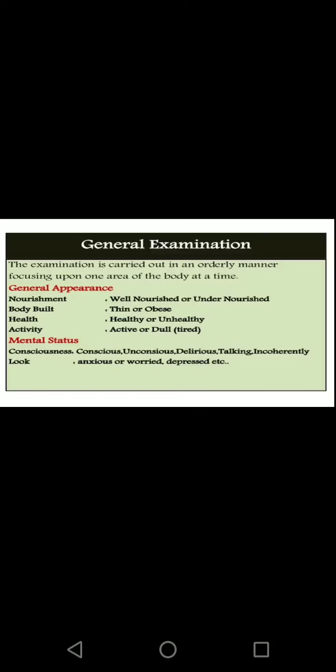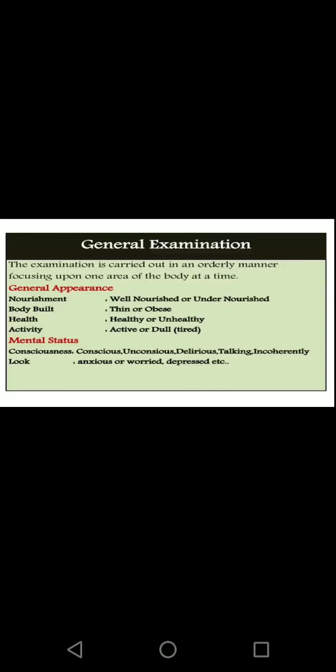Then general examination. It is an examination carried out in an orderly manner, focusing upon one area of the body at a time. We will take it order-wise. General appearance. In general appearance, you will check the nourishment. The patient is well nourished, undernourished or malnourished, you can say.